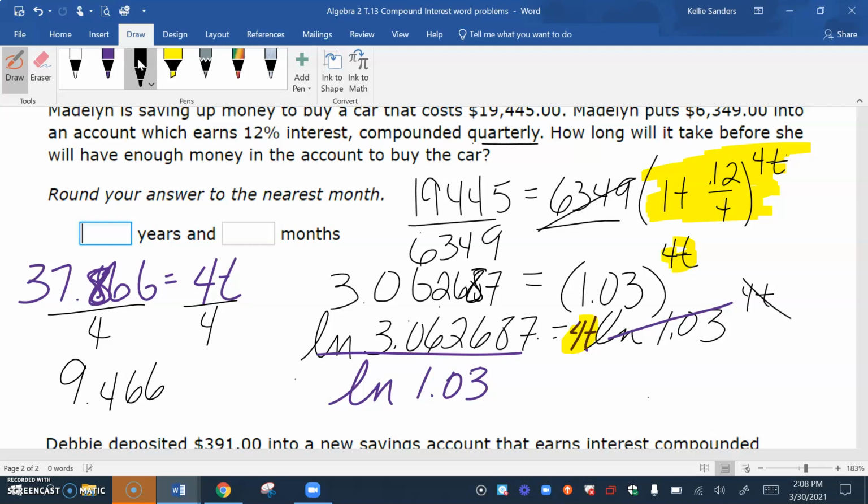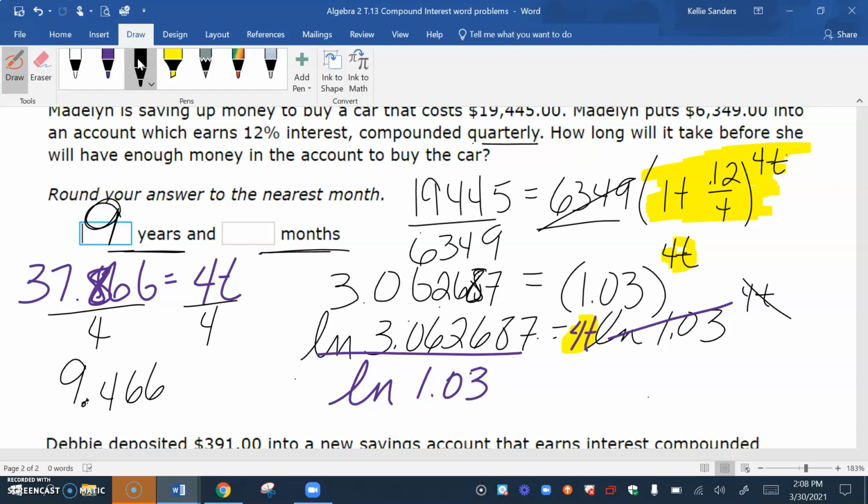9.466. Now, bear with me for just a second. We are talking about years and we're talking about months, right? So obviously it's 9 years. But what is 0.466 in months? Well, it's less than half. So maybe not 6 months. It could be 5 months. Just don't know quite yet.